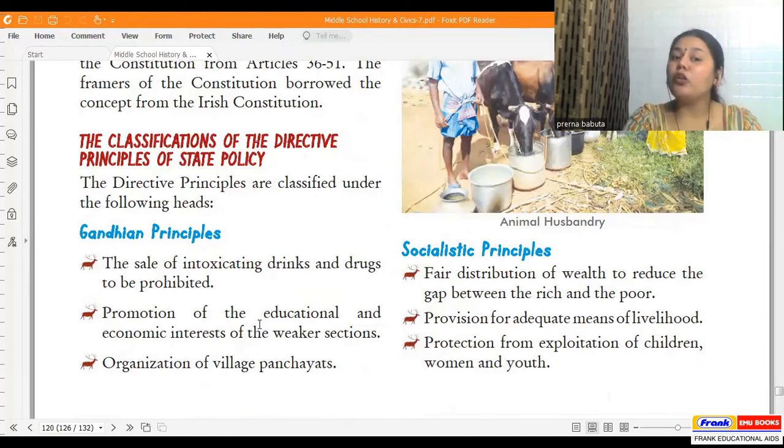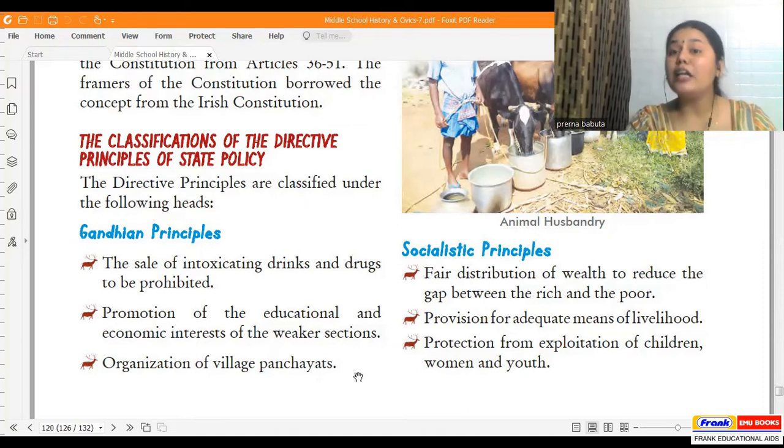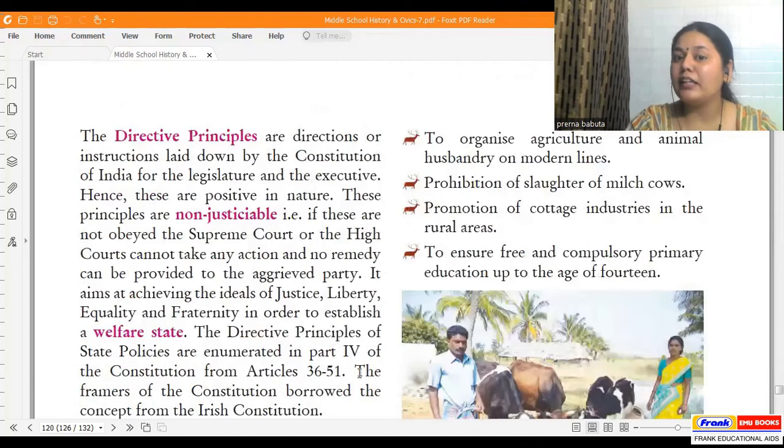Then promotion of the educational and economic interest of the weaker sections. Like Mahatma Gandhi always spoke about supporting the lower caste people whom he called the Harijans. Then organization of village panchayats. Why? To strengthen the local government. So see how these points can actually lead to the establishment of the welfare state.